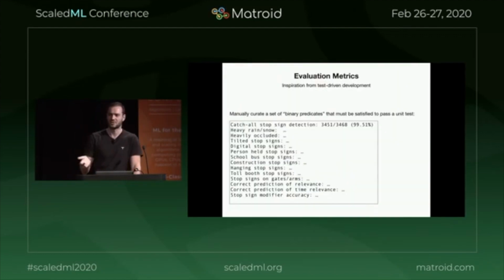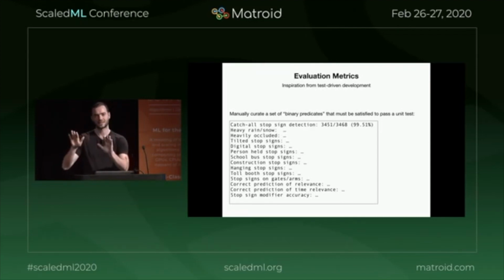So just reporting your mean average precision or reporting the loss function that you achieve in a test set just doesn't do it for us. So we spend a lot of time, inspired by test-driven development, to build out very complicated unit tests and predicates for how the detector should behave in different cases.